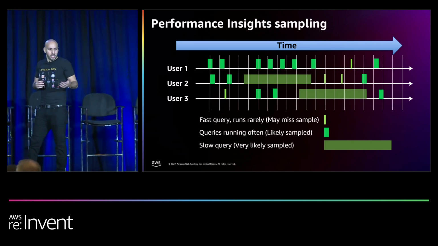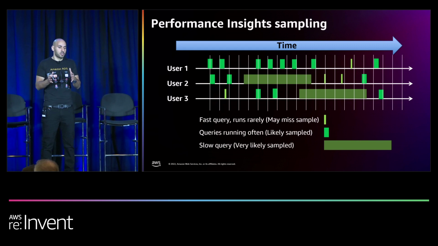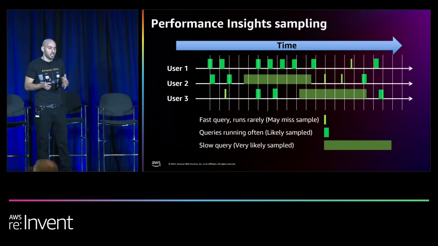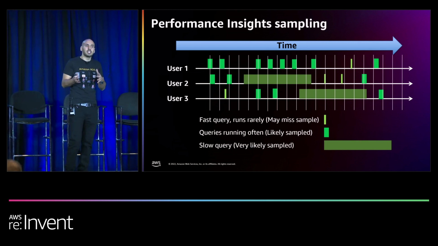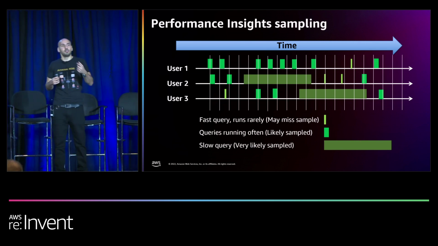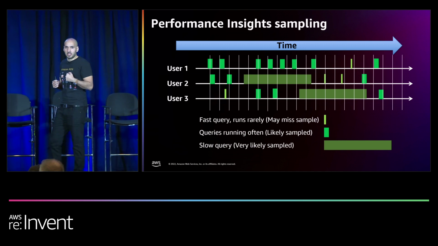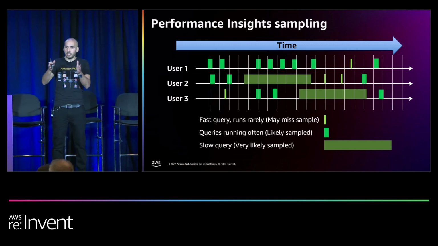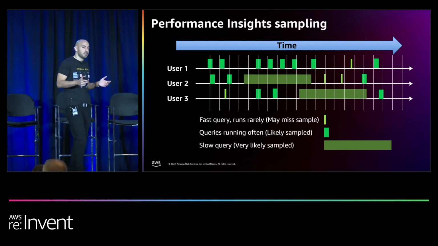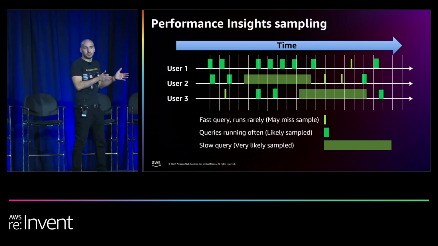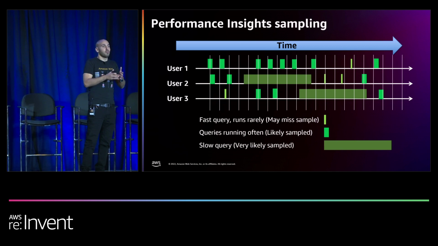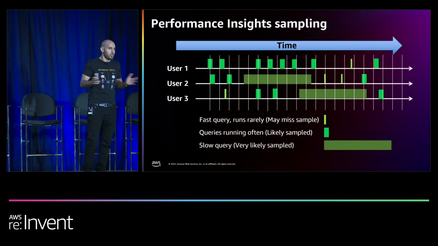So you can see here 3 different users. Each one executes queries at different times. You can see that there are some slow queries, some queries that run very often. These are the types of queries that are very likely to be sampled by Performance Insights because, again, we sample every second. Some queries might be very short-running and run very rarely, so maybe sub-second latency, and they run once a week. We might miss them, which is completely fine.